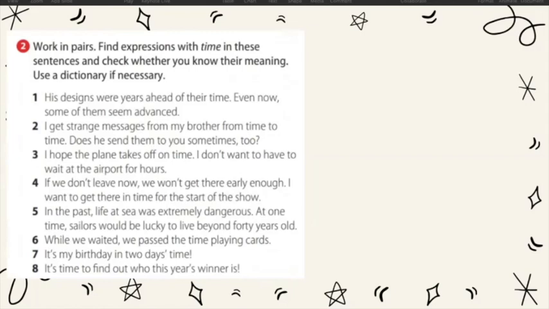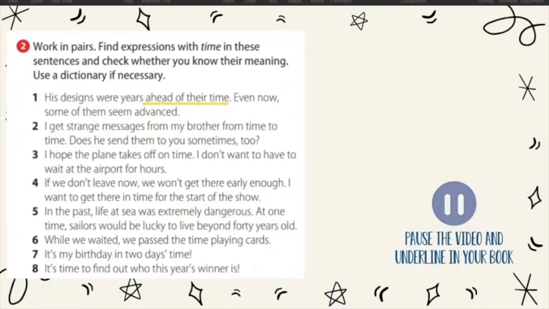What is the expression, guys? Well, the expression is ahead of their time. So please underline this expression. Now, pause the video and underline in your book. Underline all the expressions related to time that you find, please.